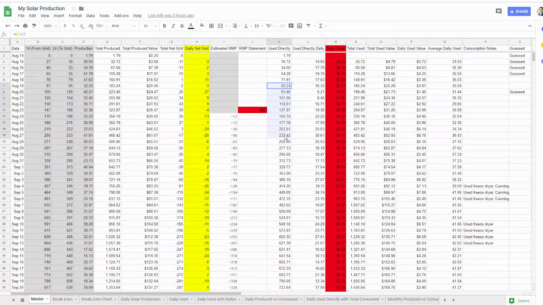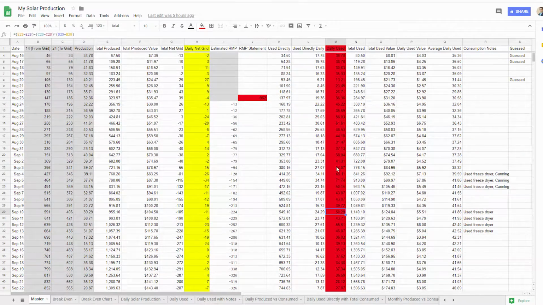Now this column is a cumulative column. The next column over is the daily column. So you'll see that there are certain days where it was very sunny and I used a lot of energy. Maybe it was air conditioning, maybe we did a load of laundry that day. Sometimes we did everything all in one day. Use the freeze dryer, canning on the stove, doing laundry, air conditioning, we had really high consumption days some days. In fact, down here you can see there's a 50, there's a 54.